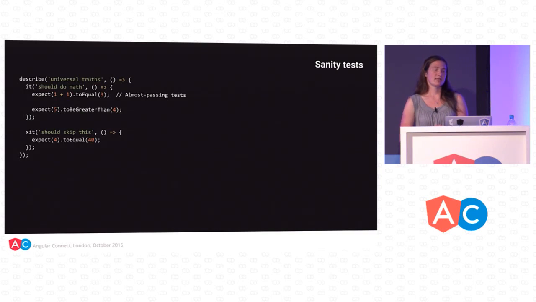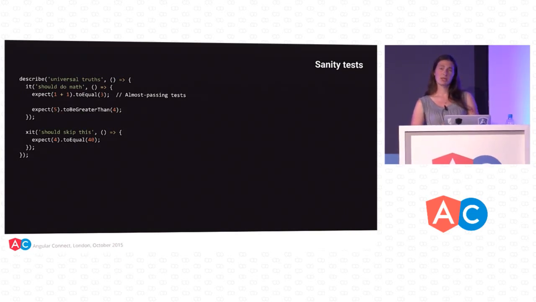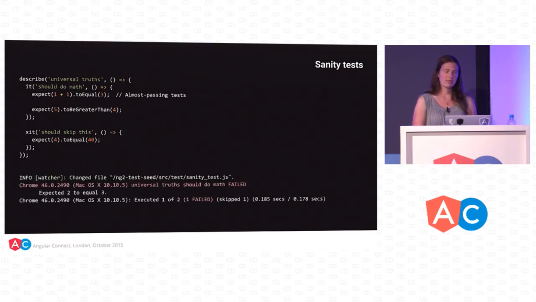And what this is showing is that we've got the describe and it functions from Jasmine that we're using to organize and write our test cases. And we're performing assertions with the expect function and matchers on it. We've also used the xit function here, which skips a test. So even though this test would fail, the output that we'll get is we only have 1 failure with a reasonable message, that 2 is expected to equal 3, and also that we've skipped a test.